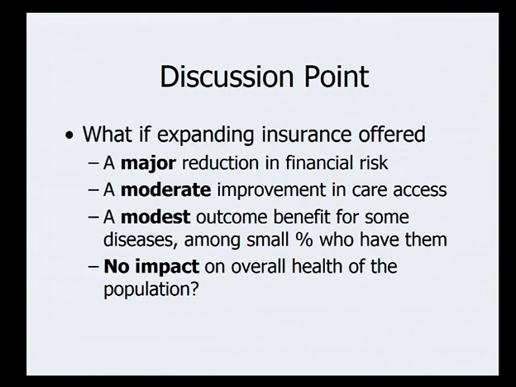What if, as a society, expanding insurance to all offered a major reduction in financial risk, a moderate improvement in care access, a modest outcome benefit for some diseases among the small percentage of people who have them, and no overall impact on the health of the population? Because I heard Dr. Durant said that health services might only be responsible for 10%. Well, he said 15, and other people say 10. Okay. So what if this were the case? What if this were reality?